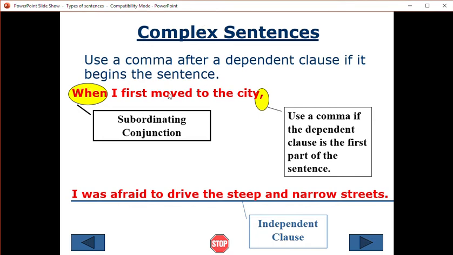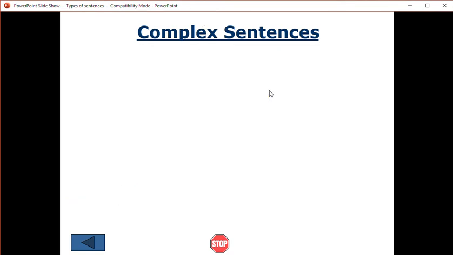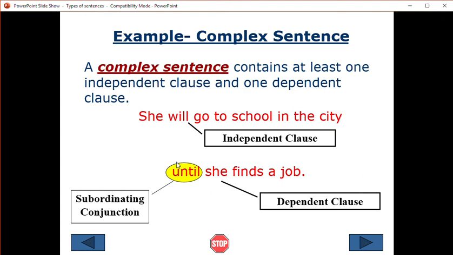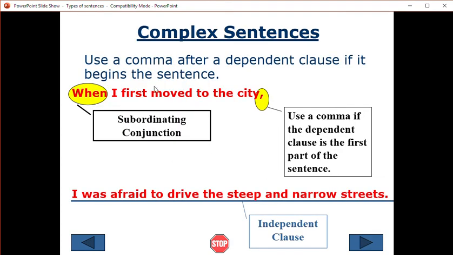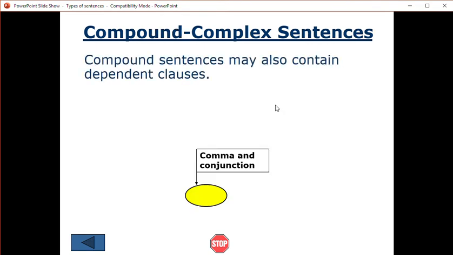Okay. Just a reminder, this is just a little piece of information. If the baby clause starts the sentence, it's followed by a comma. You'll notice on the last one, there was no comma when the baby was at the end, but if it starts the sentence, we do that. When I first moved to the city, comma, I was afraid to drive the steep and narrow streets. When the baby clause starts the sentence, comma after it, and then go into your mom. So this is complex as well. And just remember, if the baby clause is at the beginning, a comma follows it.